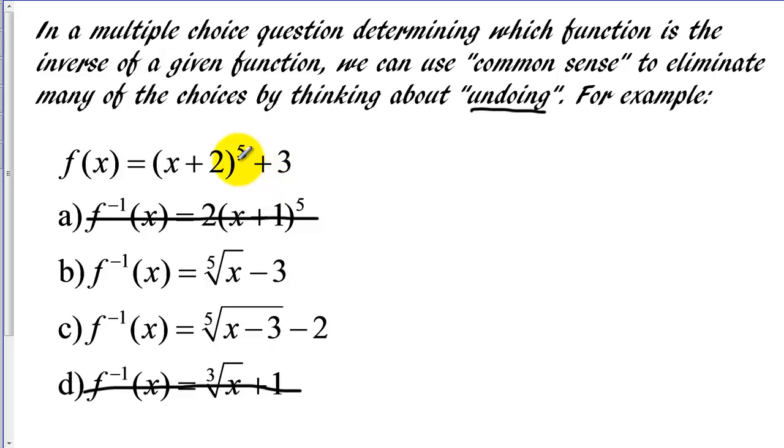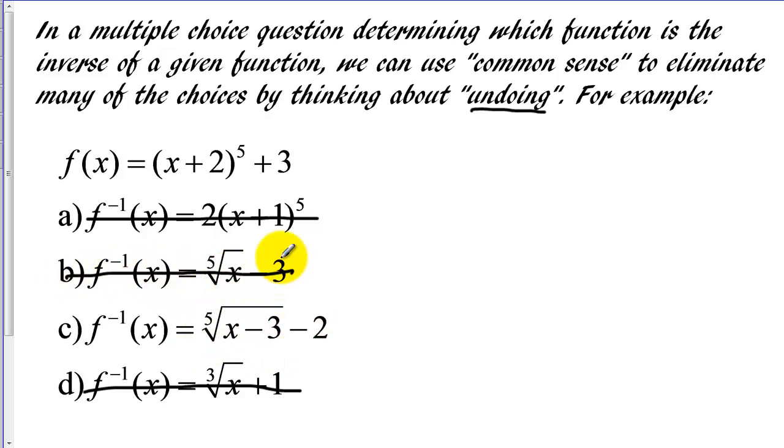Now, we have to undo this adding 2, so subtract 2, and we have to undo this adding 3 and subtracting 3. I don't have both of those subtractions here, so we could be pretty safe to believe that this one's not also the answer. So this is going to be our answer.